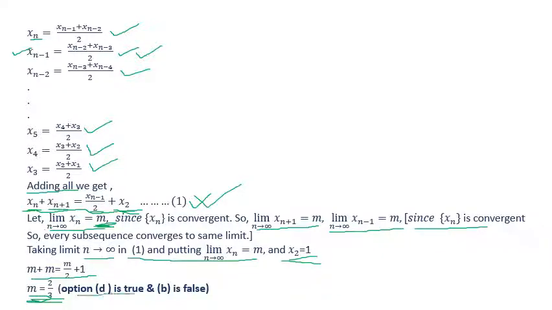Therefore option D is true and option B is false. Option B was half, so half will not be the limit. Therefore, option B is false, and option D was 2/3. Therefore, option D will be true.